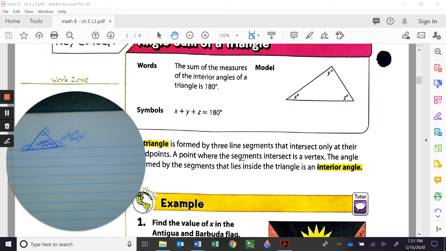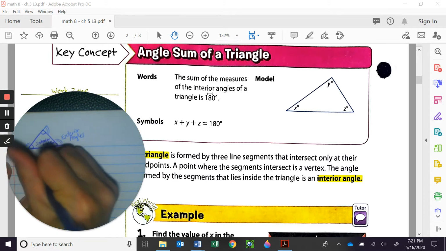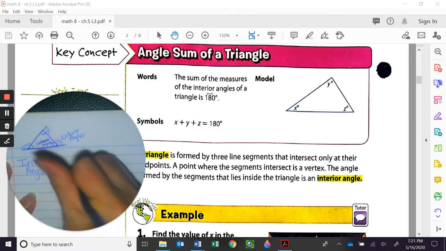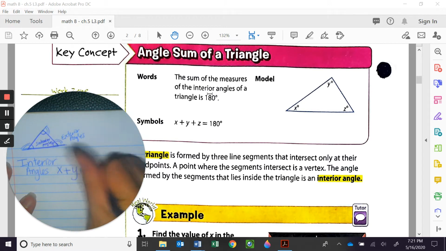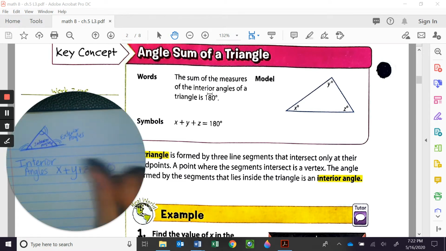Okay, so if you take a look at our triangle, if you take our interior angles, add them up, they equal 180. Okay, you must remember this. So our interior angles, x plus y plus z equals 180 degrees. Okay, or 1 plus 2 plus 3, whatever you want to call your angles, it has to equal 180 degrees, your interior angles. Okay.